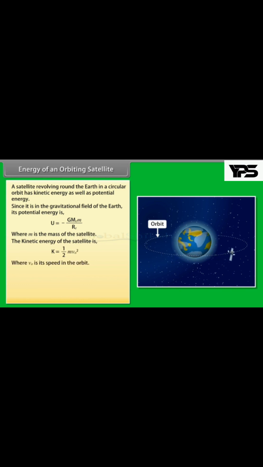Since it is in the gravitational field of the Earth, its potential energy is U = -GM_E M / R_E, where M is the mass of the satellite. The kinetic energy of the satellite is K = 1/2 m v0 squared, where v0 is its speed in the orbit. The necessary centripetal force for the circular motion is provided by the gravitational attraction.